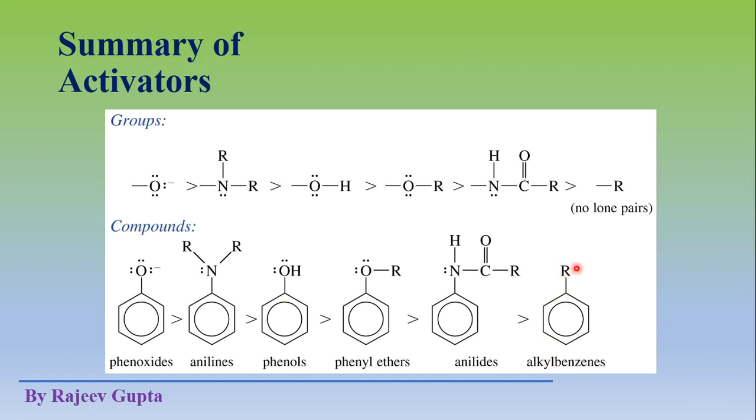So these methyl, ethyl or alkyl groups are comparatively less activators. Overall we say that these are all activators, which are mostly ortho and para directing and make the benzene ring more reactive towards aromatic electrophilic substitution.